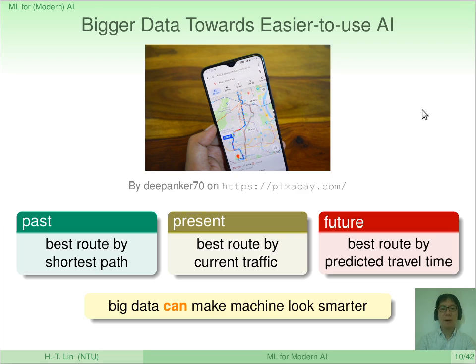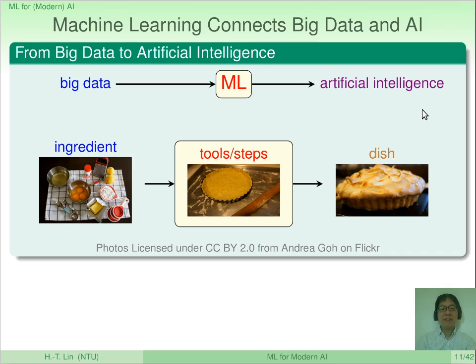So this is an example of a good AI system that can be improved by more and more data, starting from digitalized maps to current traffic conditions to years of traffic conditions that can be used for prediction. And the driving force connecting big data and artificial intelligence is the machine learning that we will be talking about in this talk. I'm not saying that machine learning is the only tool that connects those. But machine learning is the major tool.